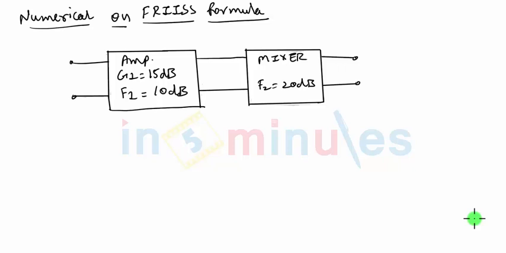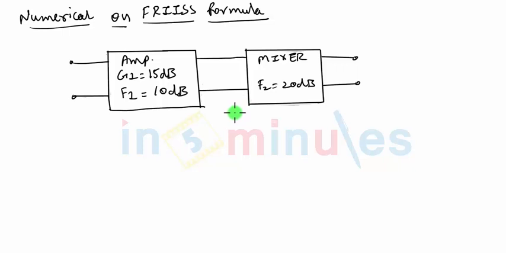Hello everyone. Let us discuss one numerical on the FRIIS formula that we have just now derived. Consider the connection of two systems, one is an amplifier and one is a mixer. The question says in a radio receiver, an RF amplifier, which is this, and a mixer, which is the second block, are connected in cascade as shown in the figure.